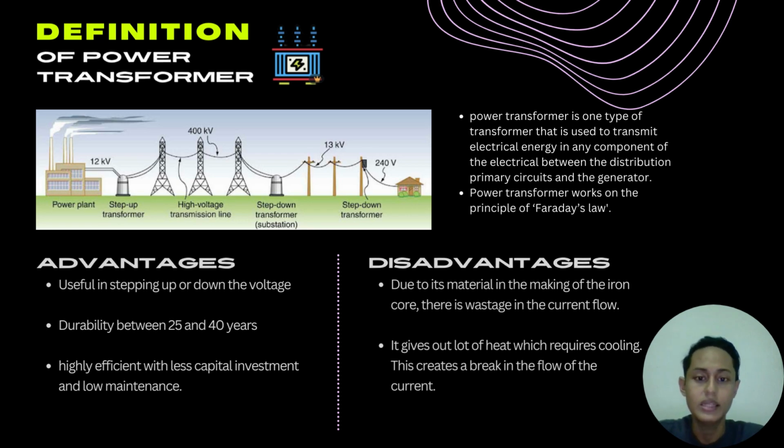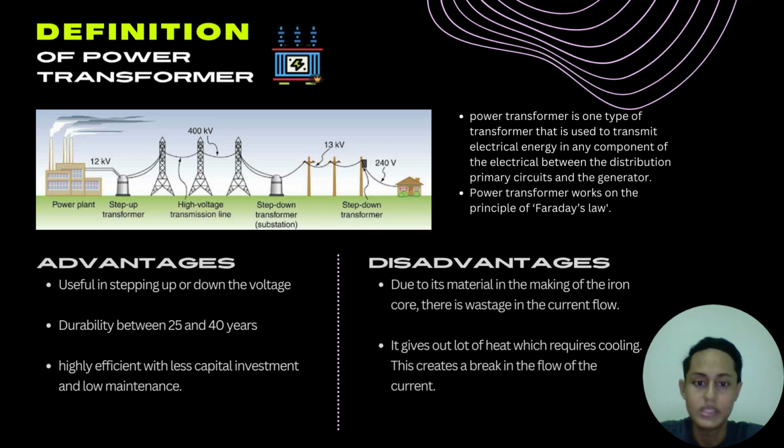Of course, there are advantages and disadvantages for the power transformer. The first advantage is that it is useful in stepping up or down the voltage, meaning engineers can control how much voltage they want to transmit. Second, the durability of a power transformer is between 25 and 40 years because it doesn't require any mechanical movement. And third, it is highly efficient with less capital investment and low maintenance.